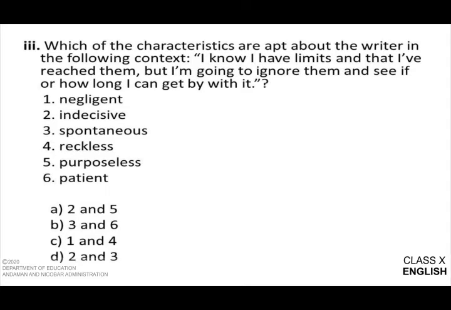So, here when the author says, I know I have limits, the author knew his limits and he says that I have reached my limits, but still he is saying that okay, let me ignore them and let me see how far can I move on, go on in life. So, that means even after knowing his limits, he is trying to cross his limits. He knows that he has crossed his limit and that is what he can do, but still he says that no, now let me see how far I can move on like this. So, that means he was negligent and he was reckless. So, option C would be the correct option. So, let us move on to the next question.